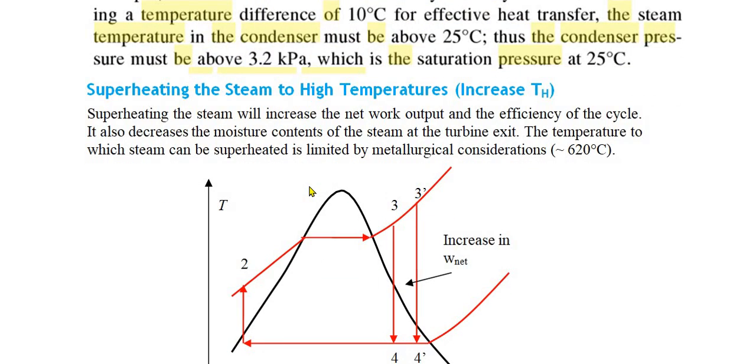So we are superheating the steam. What is superheating? You can see this is the constant pressure line and this is the vapor line, and if you move to the right side of the vapor line, it is the superheated form. We can see 3 to 3 dash, it is superheated. Superheating of steam increases the net work output because the area is increased. Instead of 3 to 4, it is increased to 3 dash to 4 dash. When the net area is increased, the efficiency of the plant also increases.